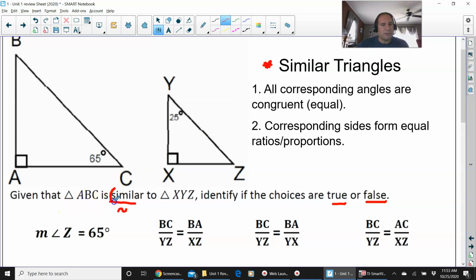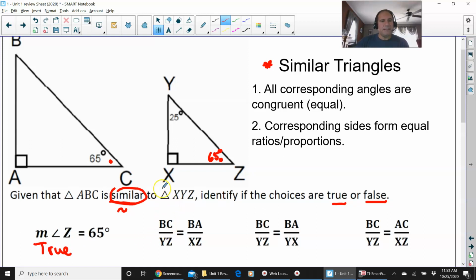Knowing that we reviewed this, which is very important for this question, they're saying that the triangles are similar to each other. So let's see if the measure of angle Z equals 65 degrees. The measure of angle C is 65. The corresponding angle is Z, so yes, they would be equal because these are similar figures. They're congruent. So that means this is true.